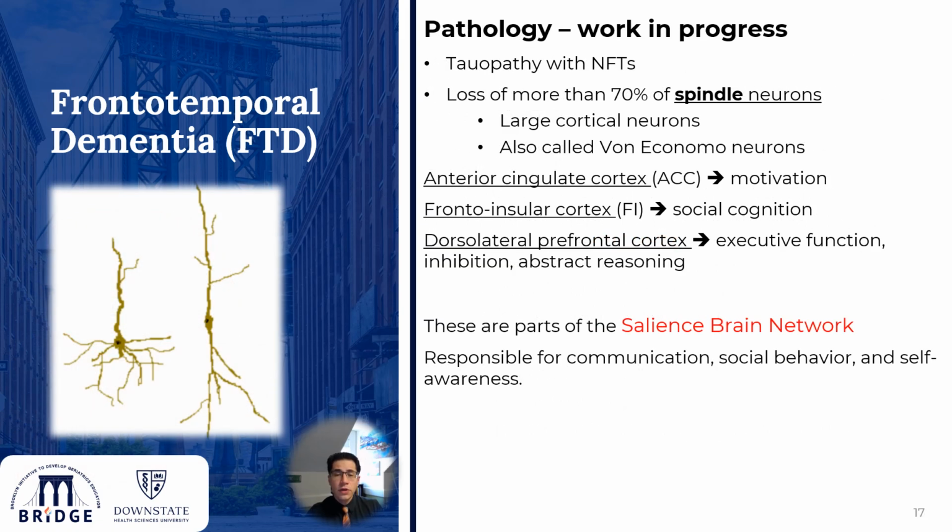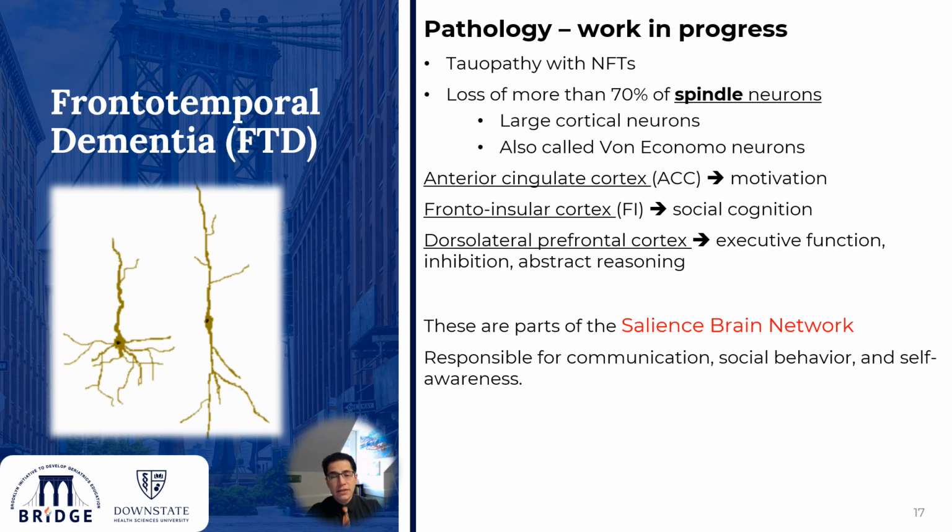So as far as we know regarding the neuropathology, it is a tauopathy with neurofibrillary tangles, and it happens to cause loss of 70% of the spindle neurons in the cortex. These are large cortical neurons, unlike the pyramidal cells that are affected in Alzheimer's disease.